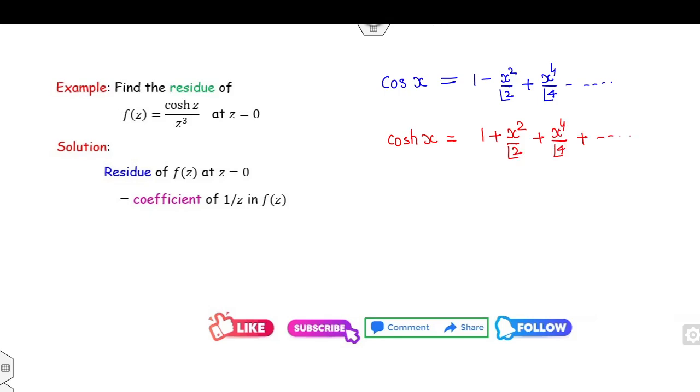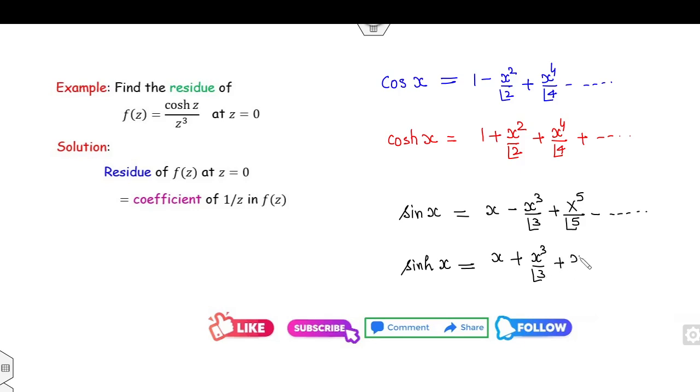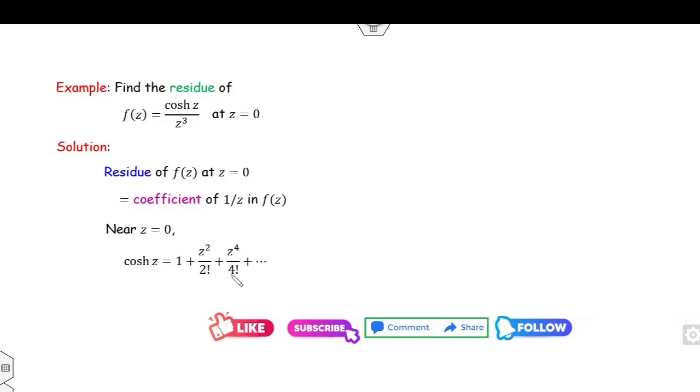Similarly, how can you find the series of sinh x? Sine of x is x minus x cubed over 3 factorial plus x to the 5 over 5 factorial, and so on. And sinh x will have all positive signs. This is the way you can remember the series. Now let's start with the cosh series. You can start with 1 plus z squared over 2 factorial and so on.